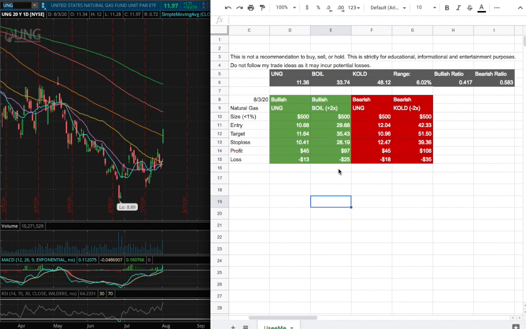On the other hand, if I were to short UNG, my entry will be around $12.04. We are quite near that level at the moment, and my target for that is $10.96, and my stop loss for my short position is $12.47. So now, how did I develop these trade ideas?